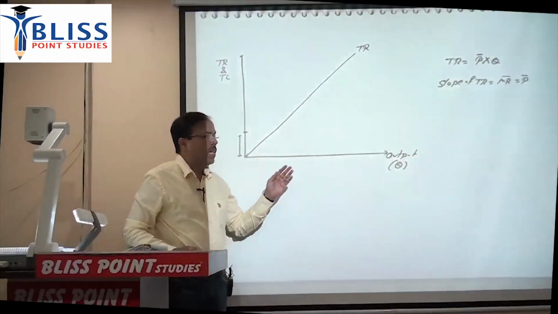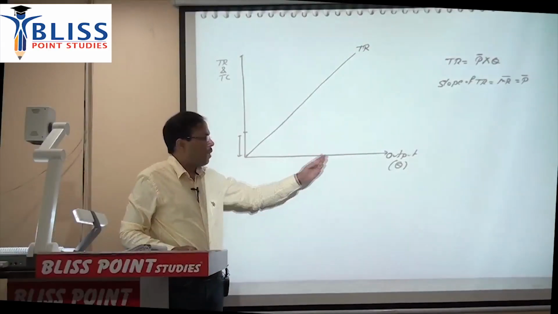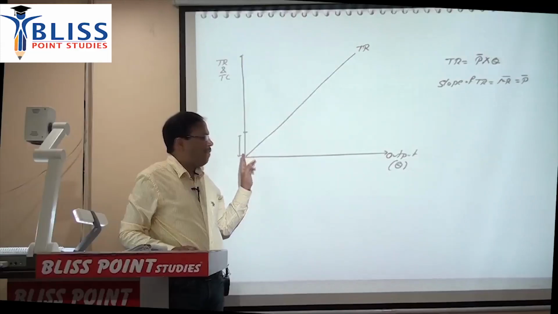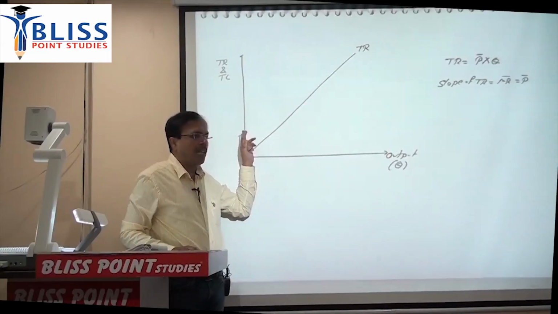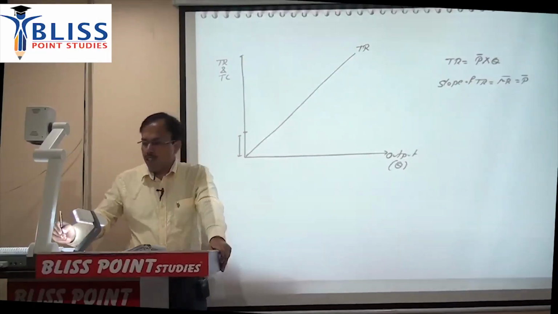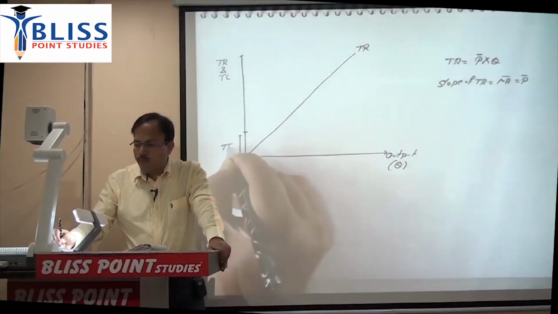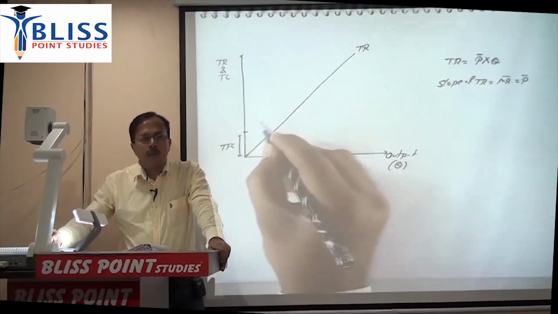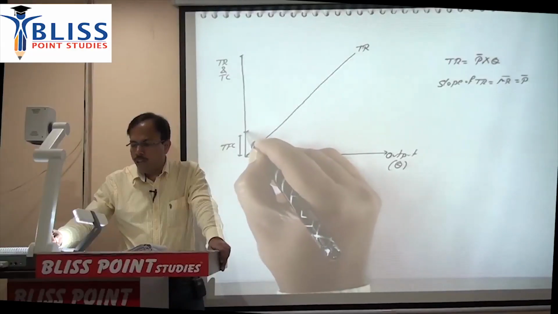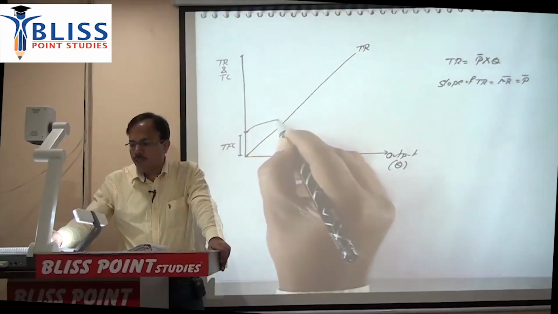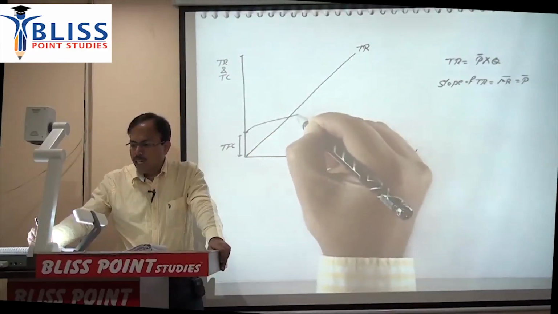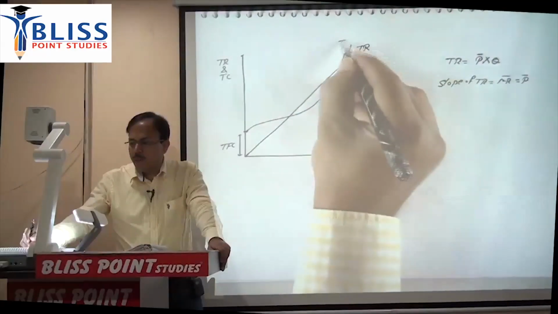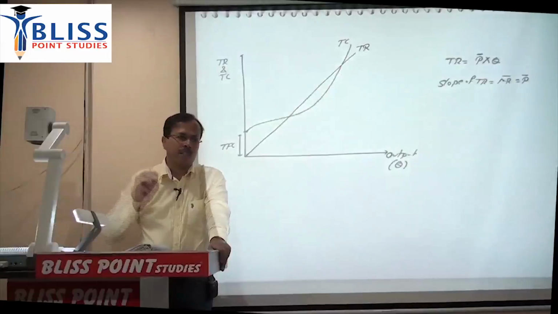Fixed costs are those costs which are independent of quantity. So whether there is zero production or more production, fixed cost will always be there. Even when production is zero, there will be some cost, and that cost is fixed cost. So this difference is the total fixed cost you have taken. After that you are adding variable cost, and when you add variable cost, the total cost curve is inverted S in shape.